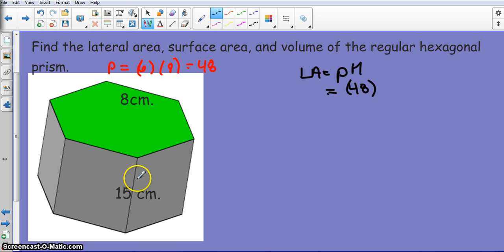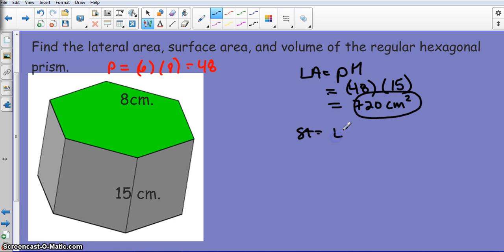The height, as you can see, is 15 centimeters. So 48 times 15 will give us the lateral area of our prism. And when I do that on my calculator, I get 720 square centimeters. That's the lateral area.